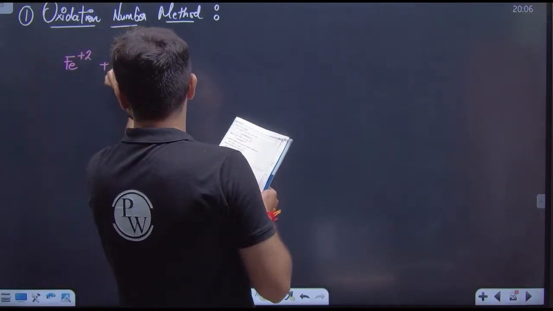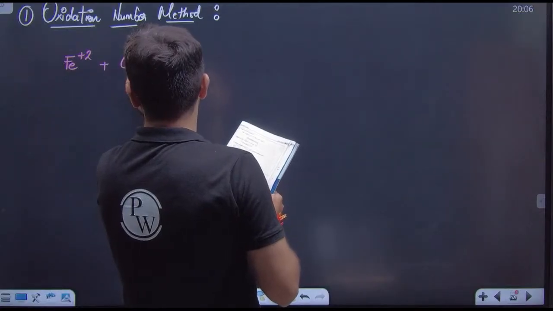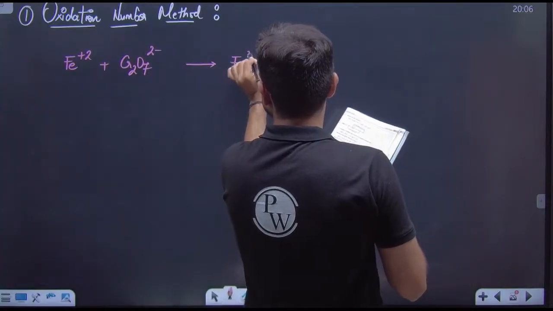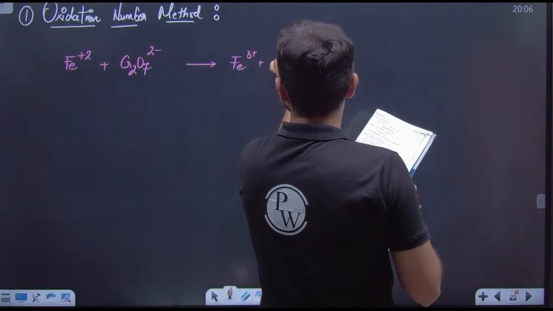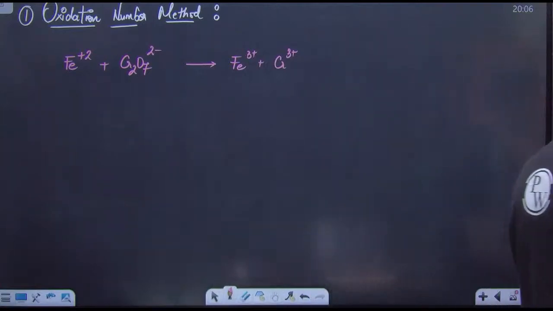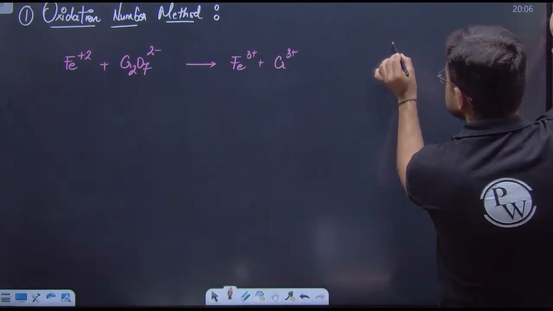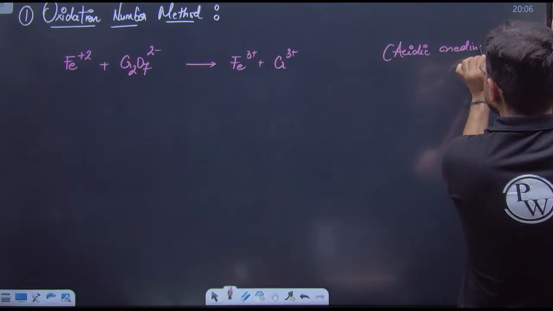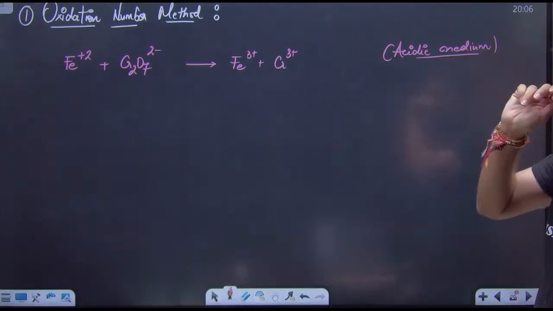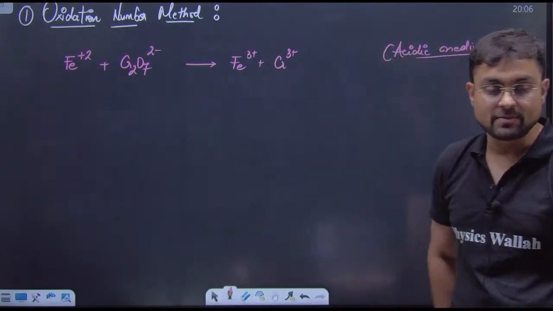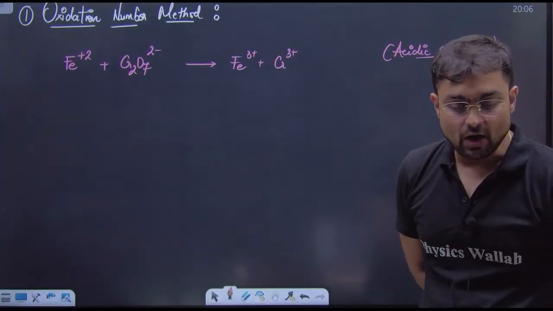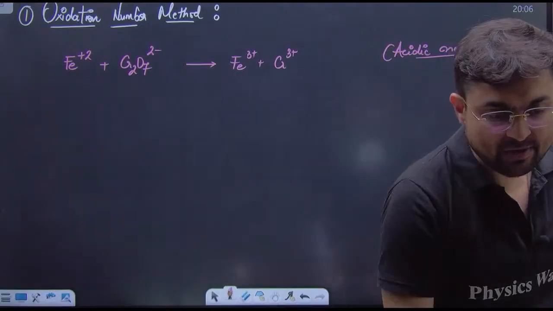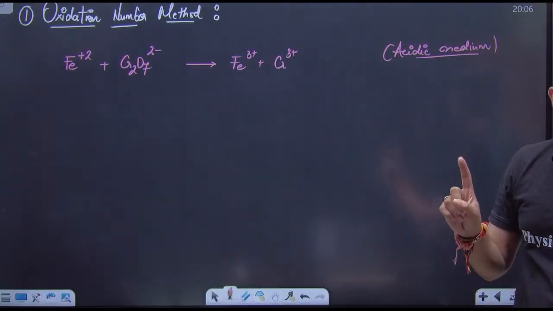Fe2+ is reacting with Cr2O7 2-, and it is giving you Fe3+ and Cr3+, and it is mentioned that this reaction is taking place in acidic medium. So this is your question. Now how will we balance such reactions? Just observe the steps one by one closely.